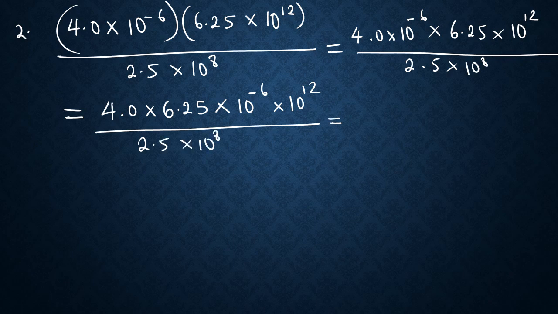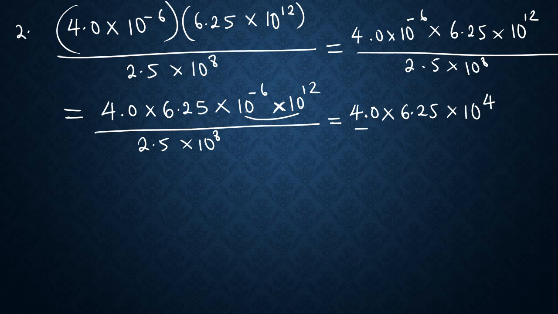Which is going to be equal to, so now I have 10 and 10, so I'm going to combine the exponents by adding. Okay, so I add the exponents because I have multiplication and they have the same base, so I can add the exponents. So that means I have 4.0, I can leave that as 4, or just leave it as 4.0 times 6.25 times 10 to the negative 6 plus 12. And we know that negative 6 plus 12 is exactly going to be positive 4. So I'll just go ahead and write positive 4 right here.